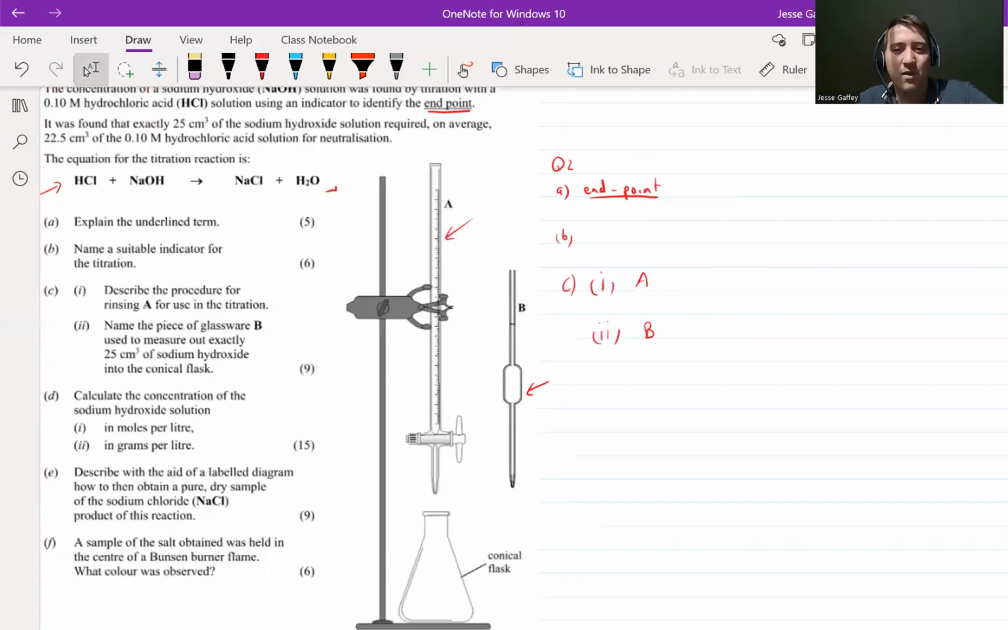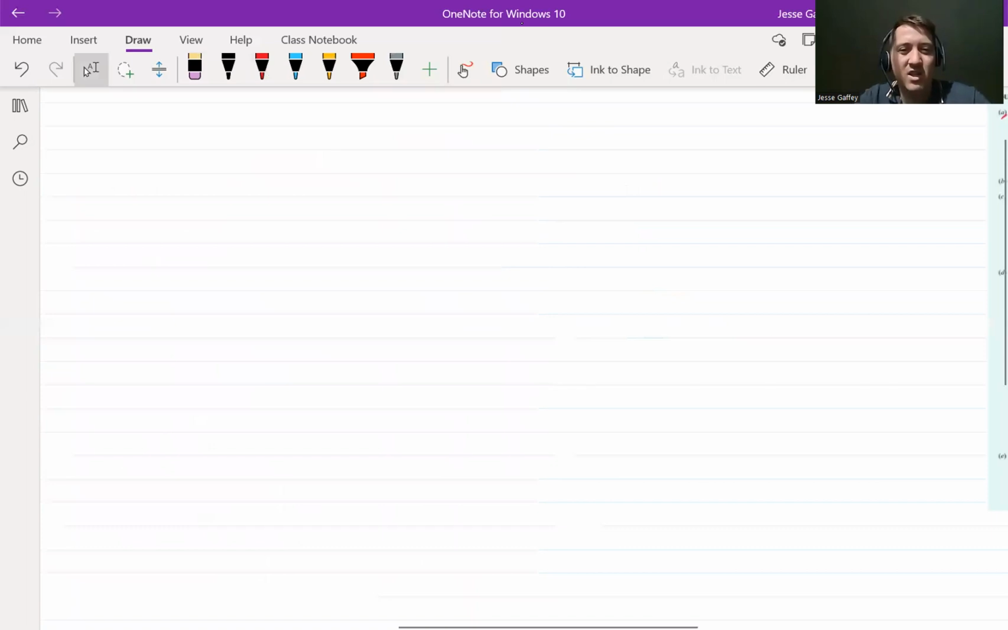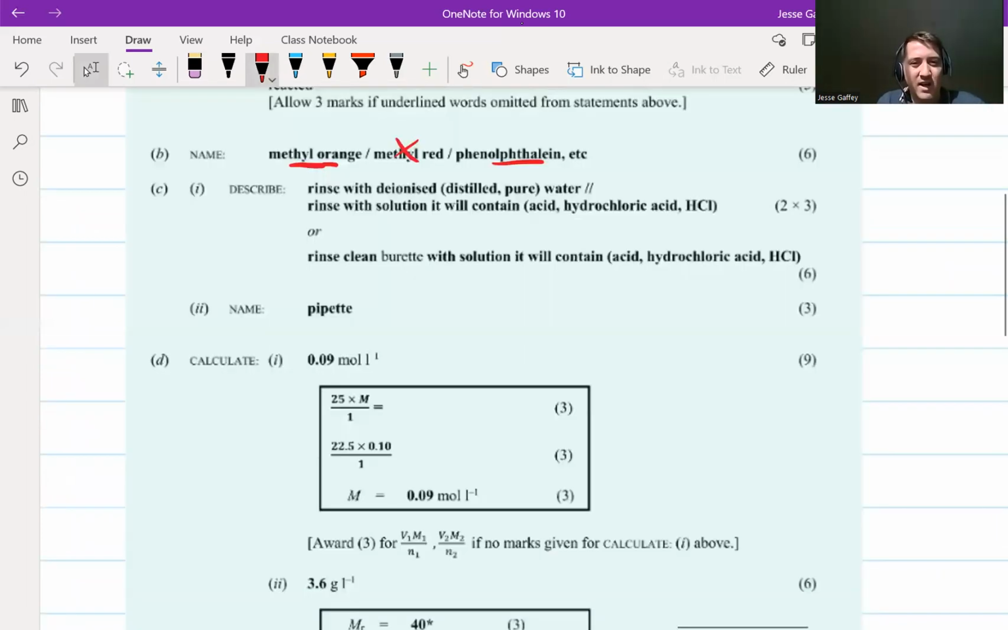Pause the video and do that now. All right, so C, how do we rinse it? As you can see, it's a burette. So it's first rinsed with deionized water, so that'll get you 3 marks. But then this double line means you have to also have the next answer: rinse with the solution it will contain, or you could have said rinse with hydrochloric acid. You have to have both, and that gets you 6 marks.